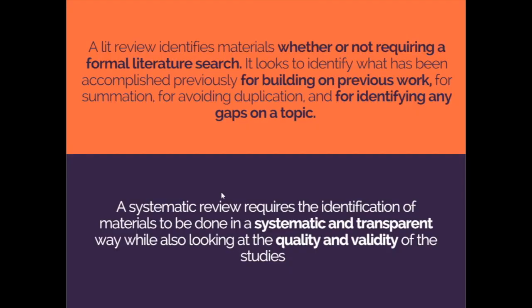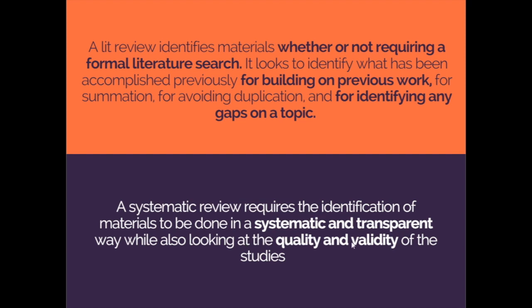So essentially, a lit review identifies materials whether or not requiring a formal literature search. It looks to identify what has been accomplished previously, for building on previous work, for summation, for avoiding duplication, or for identifying any gaps on a topic. Now, this is very different than a systematic review because it may not require a formal literature search. A systematic review actually requires the identification of all relevant materials in a systematic and transparent way. So it's very strict on that.